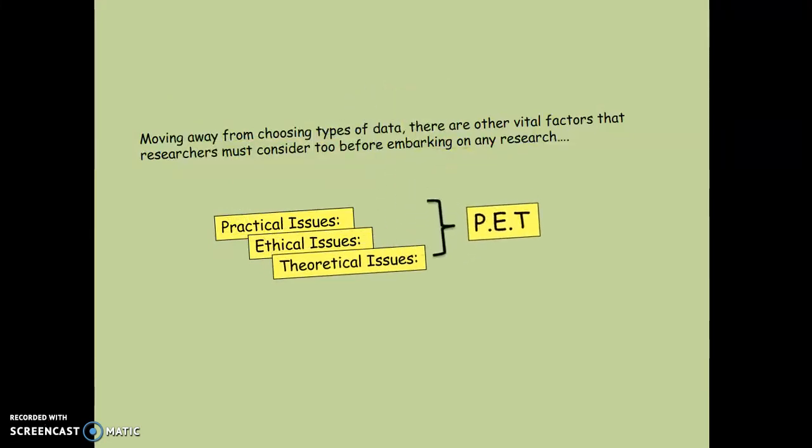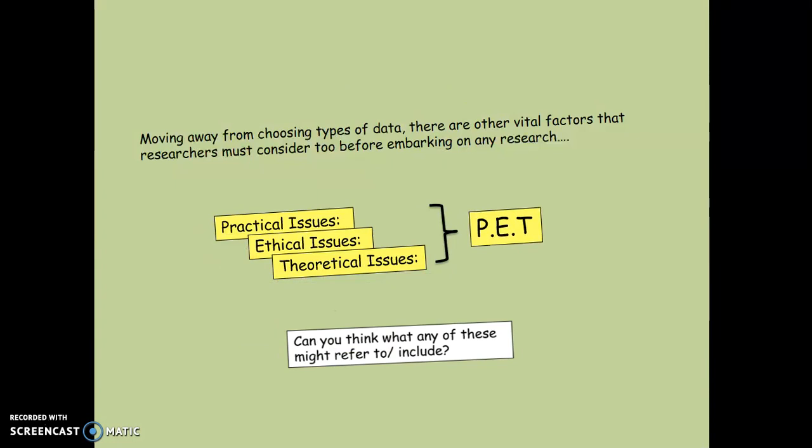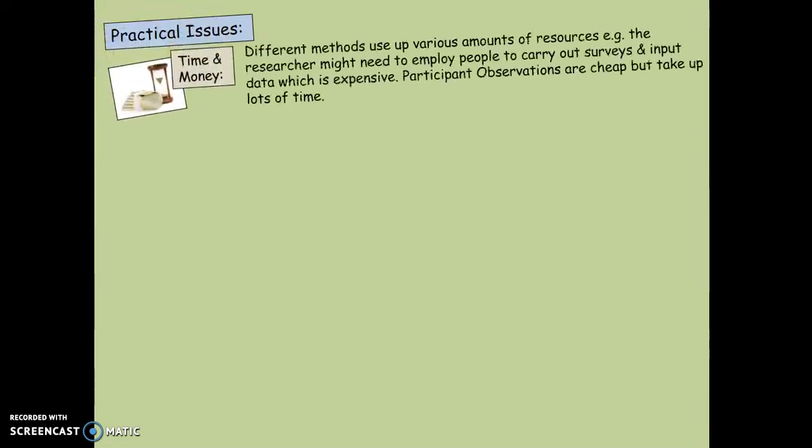Okay, so moving away from choosing types of data, there are other vital factors that researchers must consider too before embarking on any research. Practical issues, ethical issues, and theoretical issues, which are PET. Can you think of what any of these might refer to or include? With practical issues, there's time and money. Different methods use up various amounts of resources. The researcher might need to employ people to carry out surveys and input data, which is expensive. Participant observations are cheap, but they do take up lots of time.